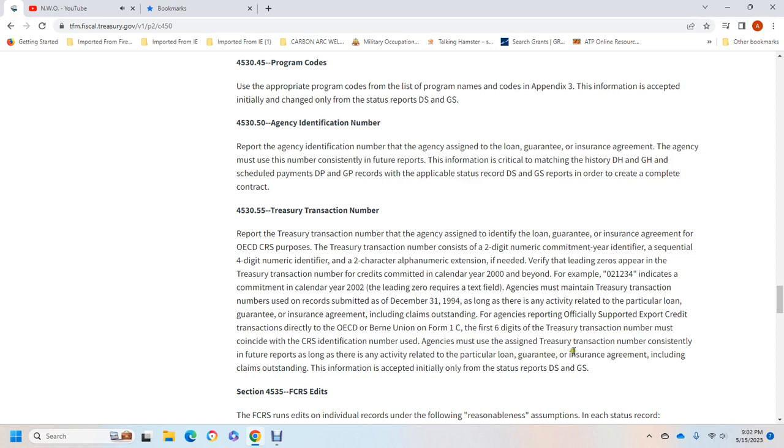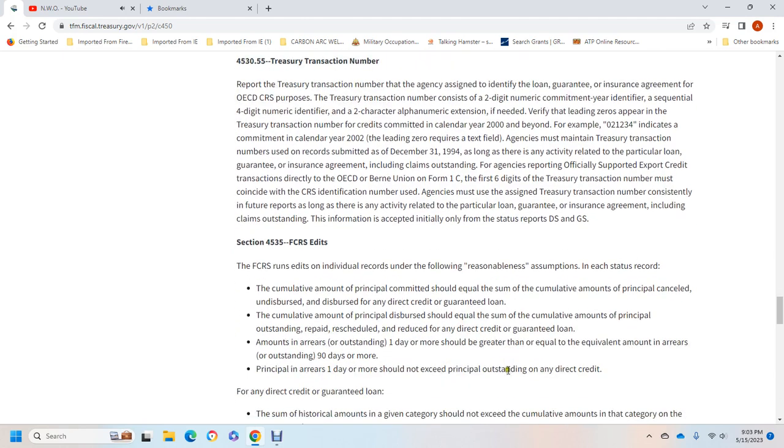The agents must assign the treasury transaction number consistently to future reports as long as they actively relate to a particular loan with the guarantee and term of the agreement, including claims outstanding, with the information accepted initially only with the staff of the reported DS and HS, GS and GS, DS and GS.